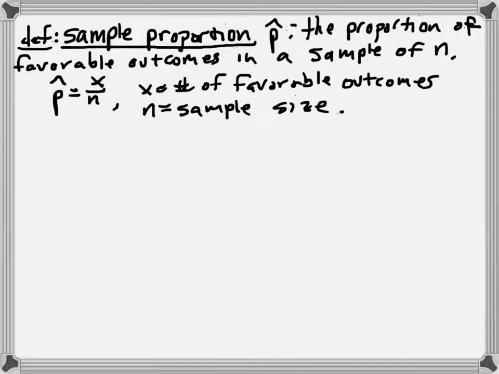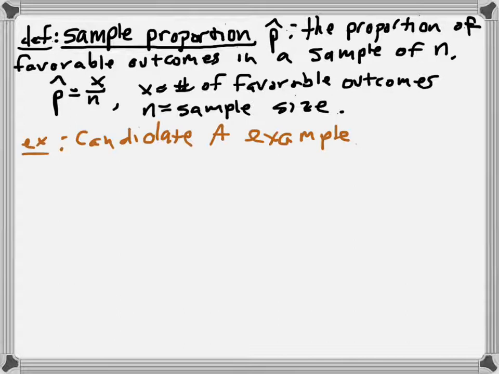In general, P hat is going to equal x over little n, with little x being the number of favorable outcomes from the sample, and little n being the sample size. So for the candidate A example, can you figure out what P hat is in this case, since we know we don't have the true proportion of all voters, we have a sample? Oh, you're already done? Good job.